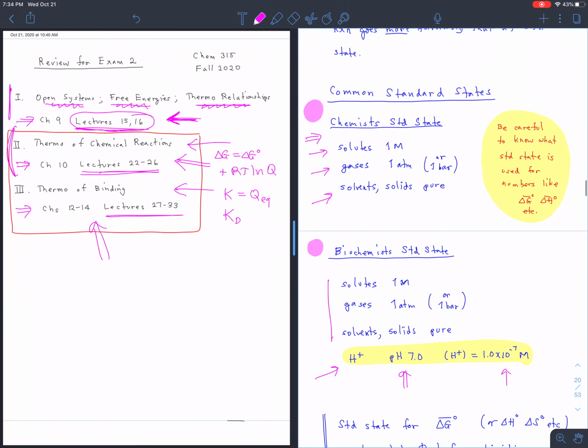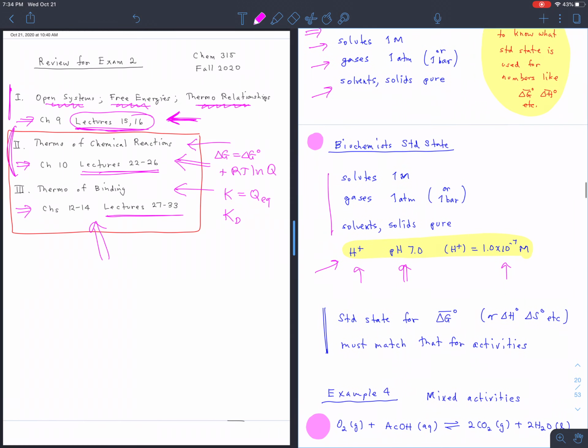But that's because in biochemistry, a 1 molar H plus concentration corresponds to a pH of 0, a very acidic solution. That's, of course, never encountered in biology, basically, because everything would be dead at that pH. And so it's more convenient and useful to use this 10 to the minus 7 molar, pH 7 standard state.